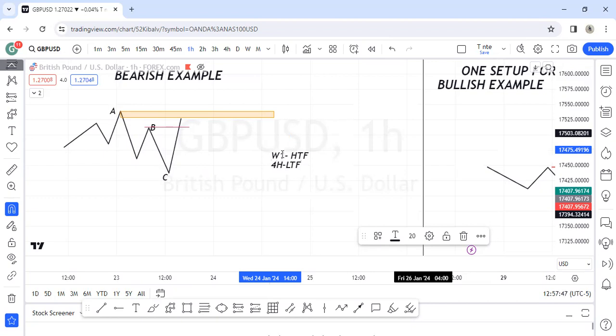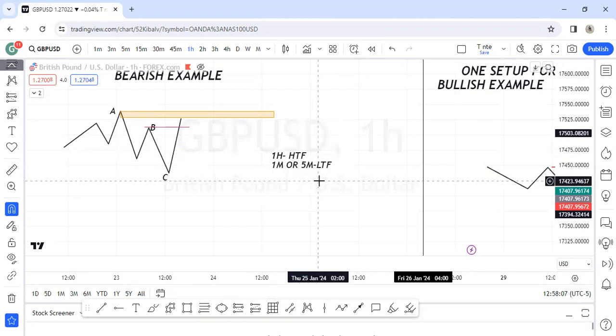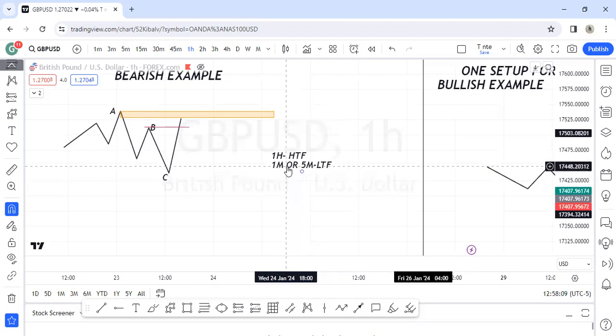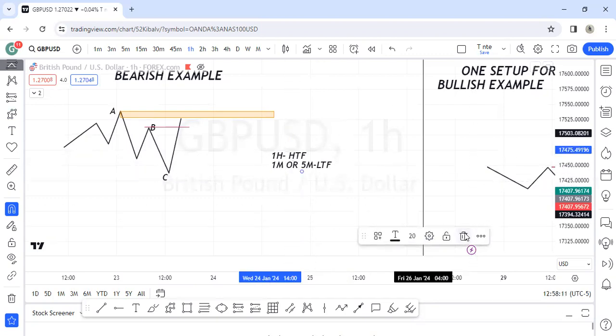Or if you're using maybe the daily for higher time frame, you can use maybe the 1 hour for lower time frame. Or if you're using the 1 hour as higher time frame, you can maybe use the 1 minute or 5 minutes for lower time frame. So the time frames should be a bit close for you to identify it, right? So that is basically how this thing works.